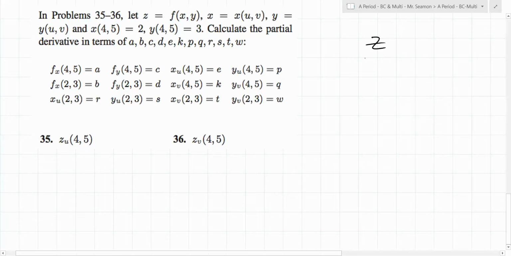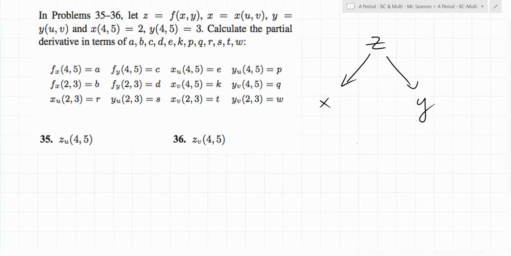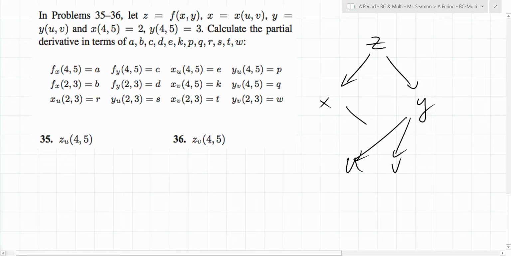Now, you might have started by saying z is being supplied by x and y, and y and x are both coming from u and v. So you could write it something like this. The traditional way, though, is instead to just say u and v. You have u and v, and you're going to the same one, so you can have the arrows like this. So you would fill in this chart accordingly, but you really have to understand what this means.